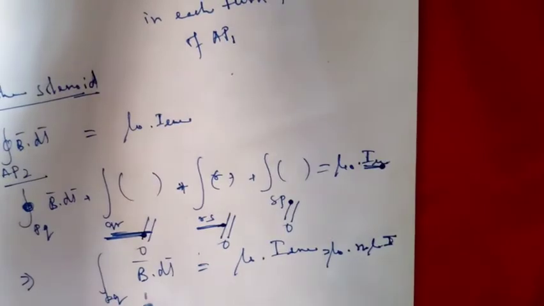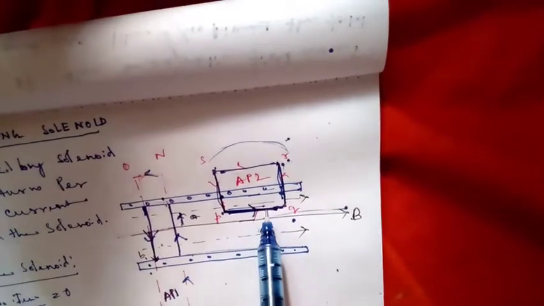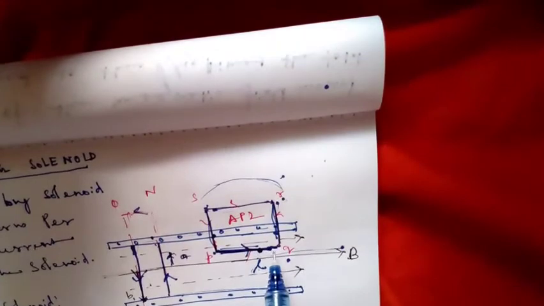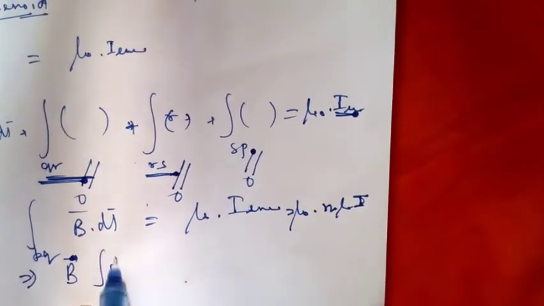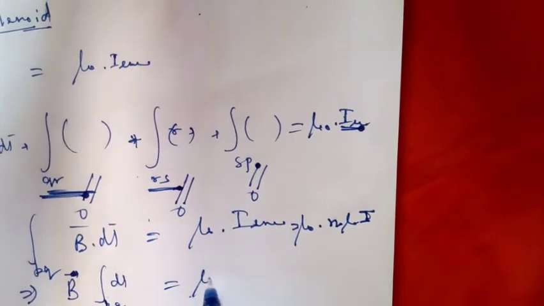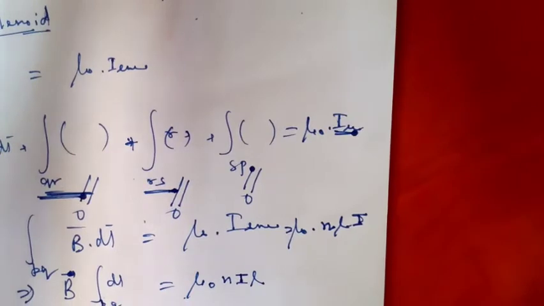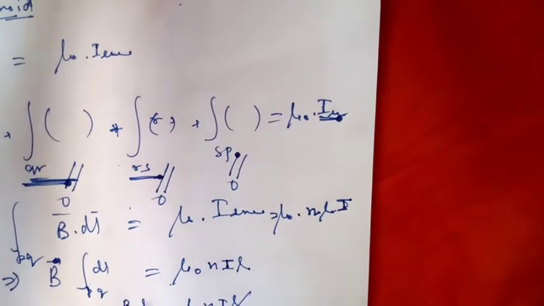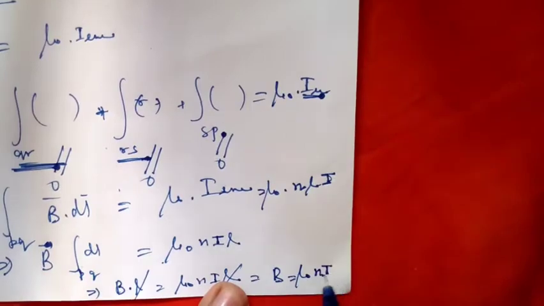Now for the case of PQ, B and DL are in the same direction, so the angle between B and DL is 0 degree. So B dot DL means B DL cos 0, which means B into integration over the DL. Now B can be taken out from the integration, that is B into DL for PQ gives you mu 0 n I L. This gives you B into L equal to mu 0 n I L. L cancels out from both sides. We can write that B equal to mu 0 n I.